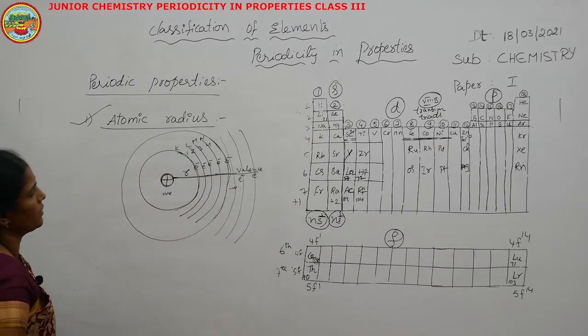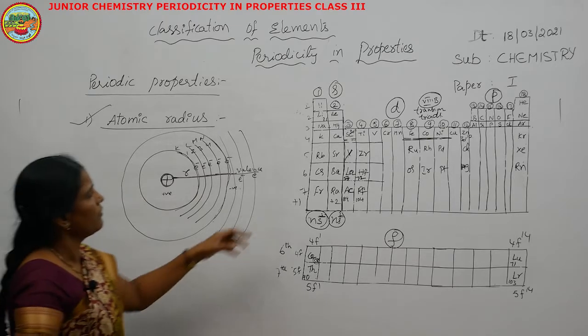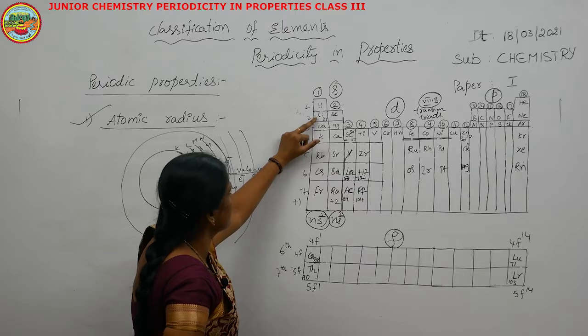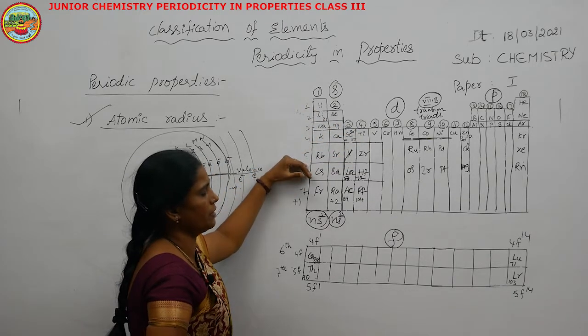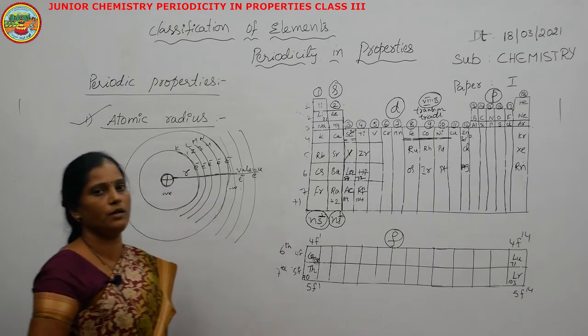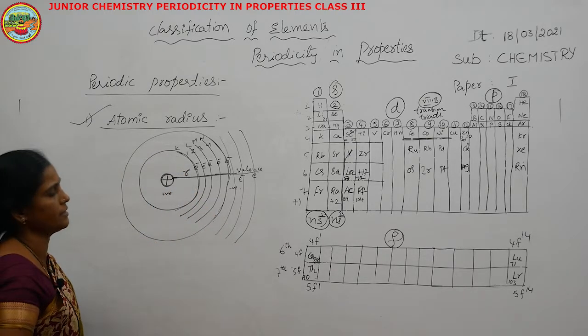So if you consider the atomic radius, it increases in any group from top to bottom. If you consider the first group from lithium to cesium, the atomic number gradually increases.